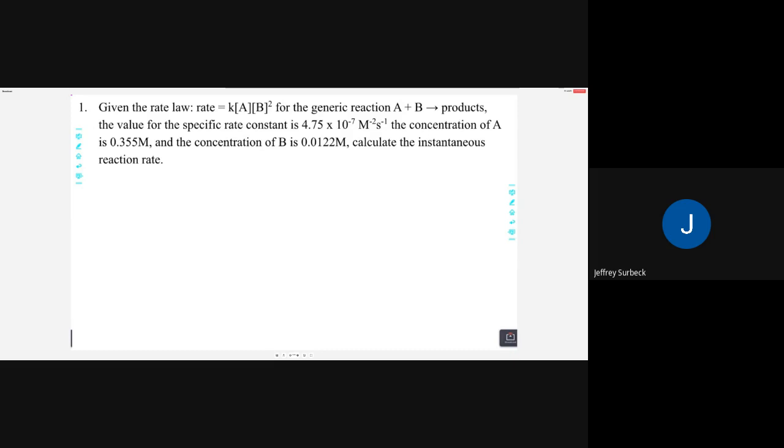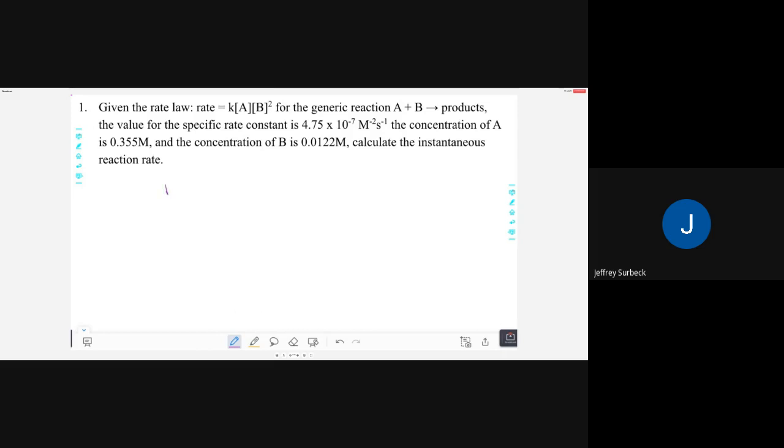So instantaneous rates. An instantaneous rate is saying, hey, what is the rate at this specific moment? Typically, you are given the rate law. In this case, we're given the rate to be equal to K times the concentration of A times the concentration of B squared. So all we have to do is this. Because we are given the values and we're given K and also the rate law, we can go ahead and plug this into our equation.